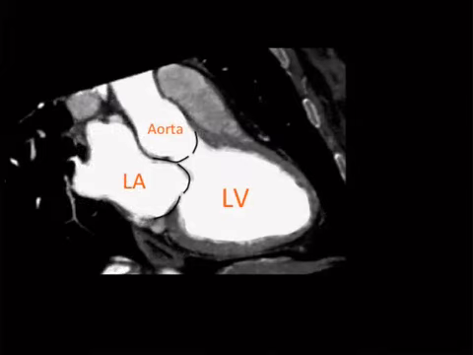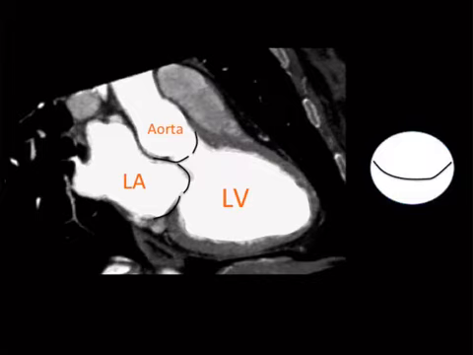Here's a 3-chamber view, just to orient you: aorta, left atrium, left ventricle. And we'll review the anatomy real quick. This is your mitral valve. Mitral valve has 2 leaflets, not like a tricuspid valve, which has 3. The mitral valve has 2 cusps. It has an anteromedial and a posterolateral. So the one that we care about is going to be this one here. This is the anteromedial one.